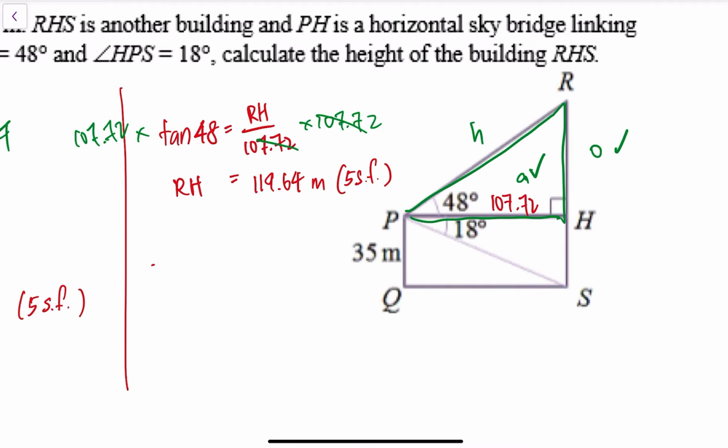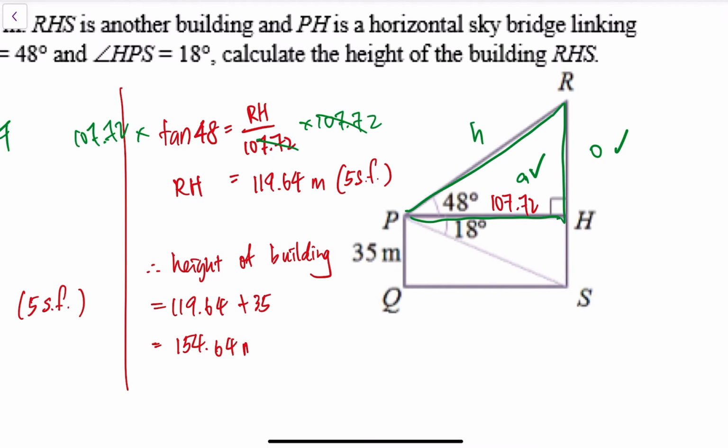So the height of building RHS will be equal to 119.64 plus 35, which will give us 154.64 meter, 5 SF. Final answer, 155 meter, 3 significant figure.